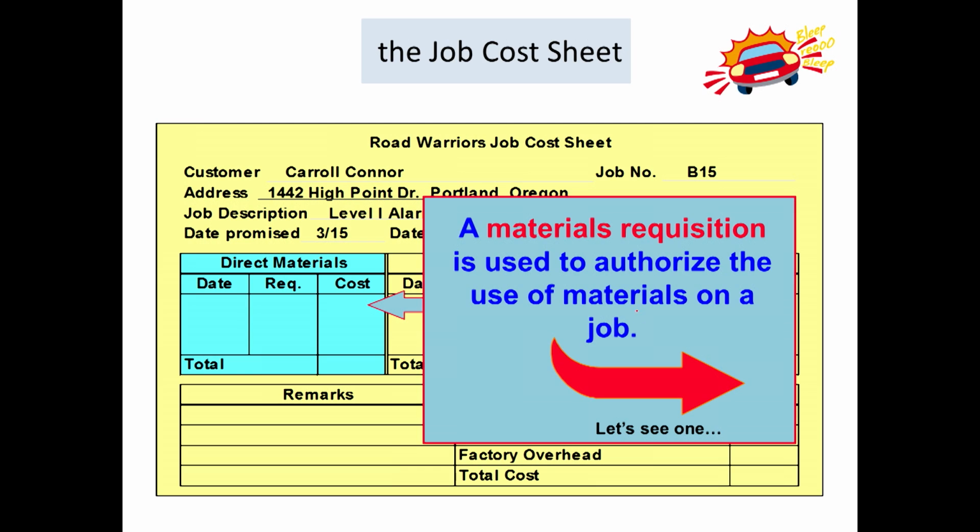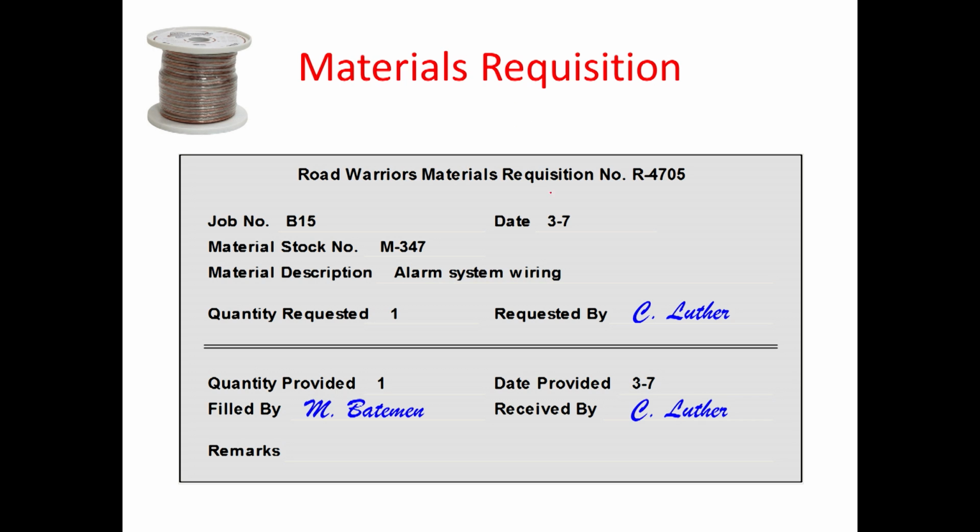So let's see how we populate the direct materials portion of this job cost sheet. Well, what we have is something called a materials requisition. This is a materials requisition. Let's say that one item they need to do this alarm system is a small spool of alarm system wiring. And this is for that job number B15. So C. Luther fills out a materials requisition, and he requests some alarm system wiring for job number B15. Okay? Now the stock number of this material is M347.